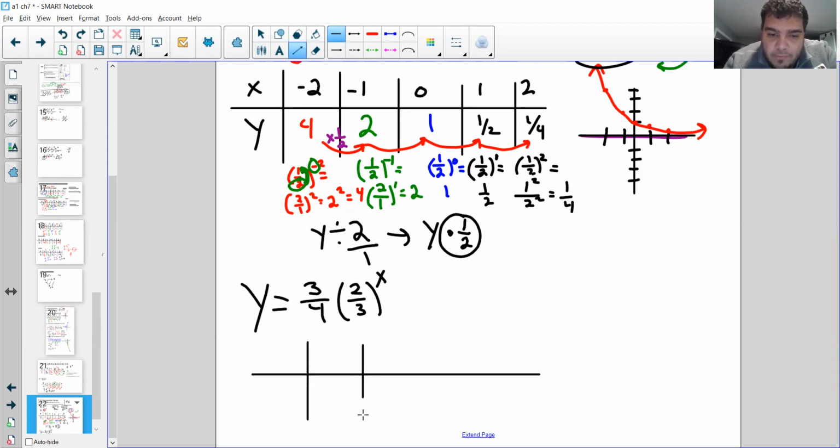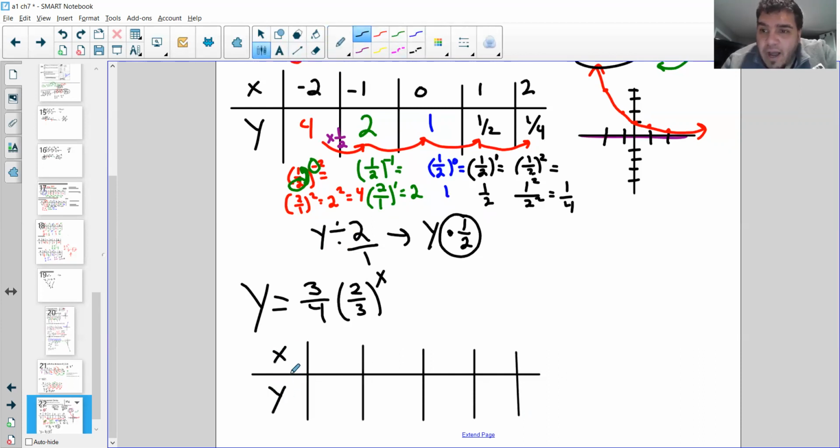So y equals 3 over 4 times 2 over 3 to the x power. And in this example, I hope you can see why I'm trying to teach you to think of it as multiplying the fraction versus dividing a number. So I'm hoping this example shows that in a clear way.